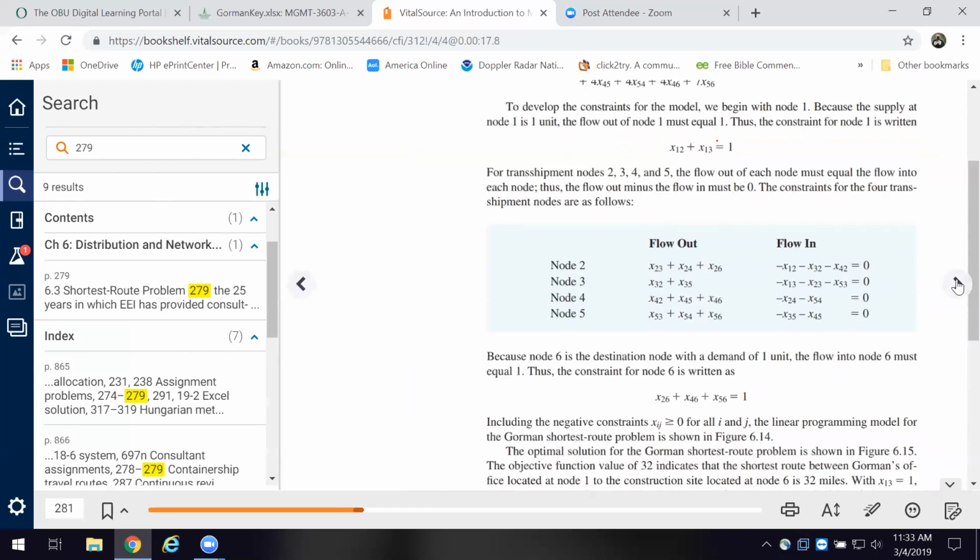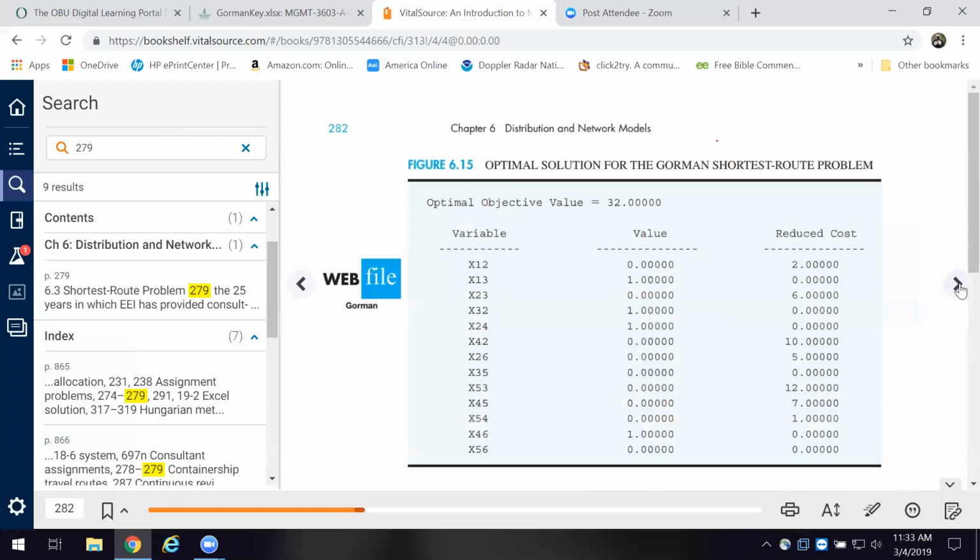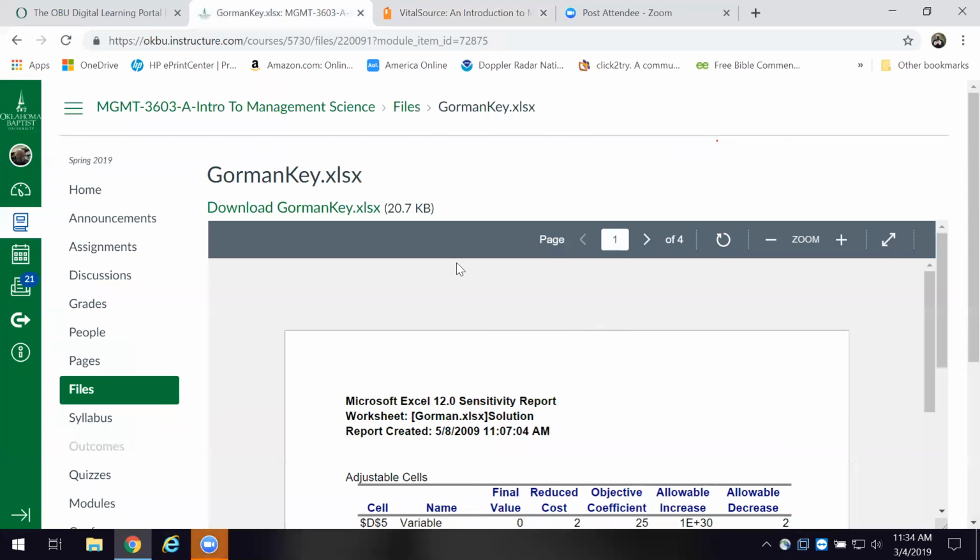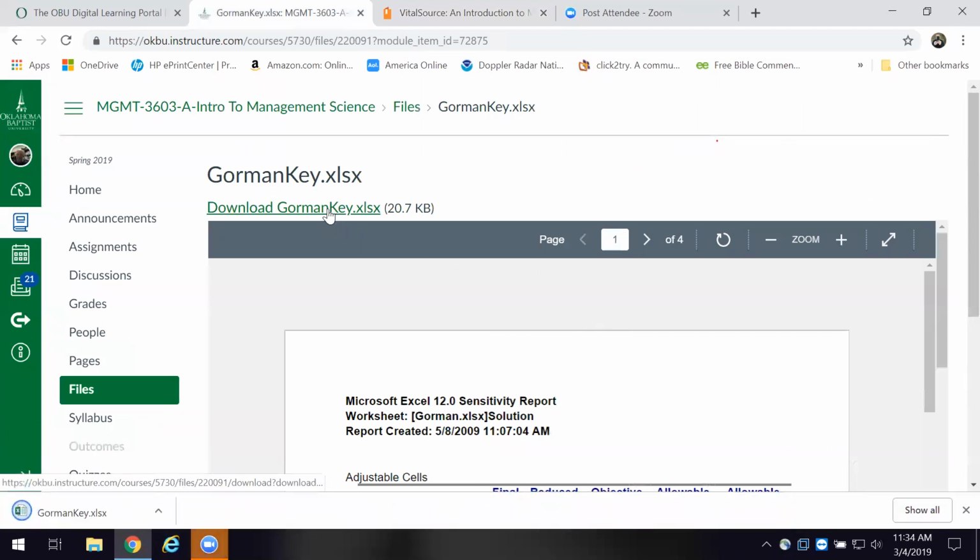So this shows you each node, and you can see the notation there. X23 is X2 to X3, X24, X26. We'll pop in over here, and here's the optimal solution. Okay. And go back over to the Gorman key, and I'm going to download it, and we'll take a look at it for just a moment, see what it looks like in real time.